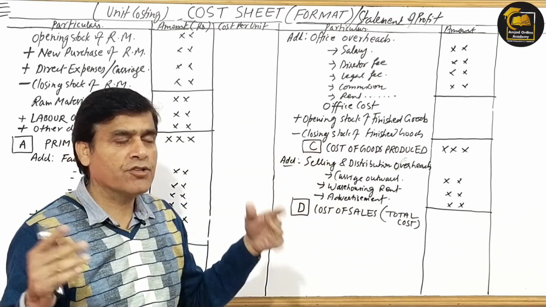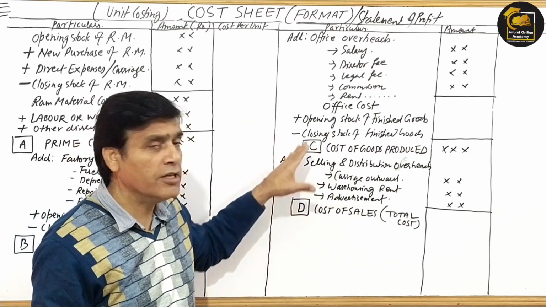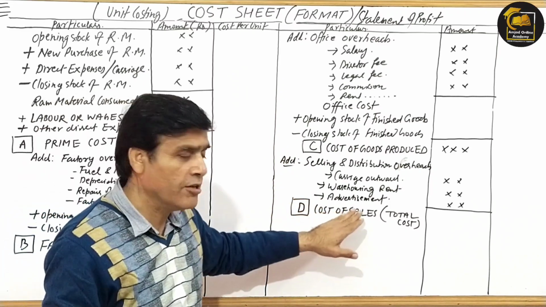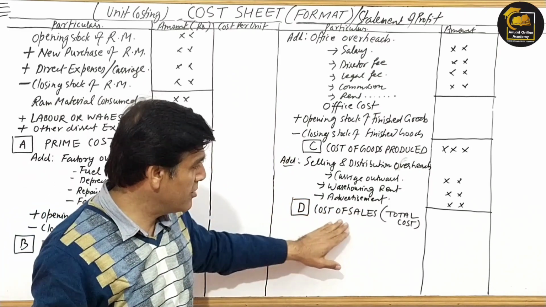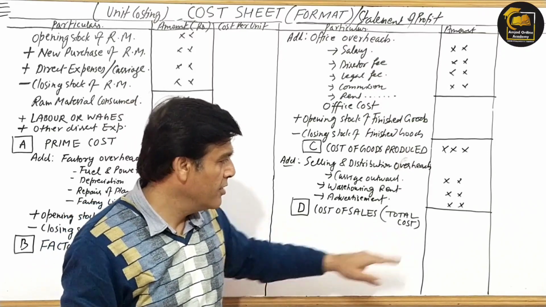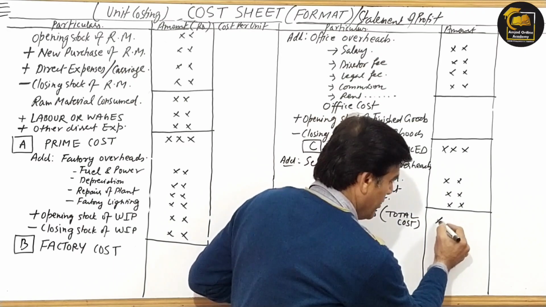So what you are doing, practically, you are adding all the expenses. Once you are adding all the expenses, it means it will be equal to the total cost, which is known as cost of sales, जिसको हम बोलेंगे टोटल कॉस्ट बोल सकते हैं. तो जो हमारा यहाँ पर निकल कर आ जाएगा.